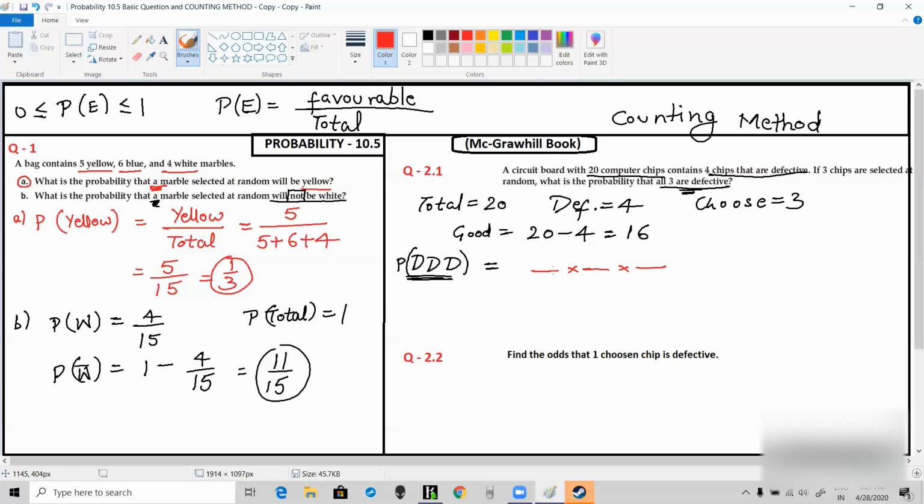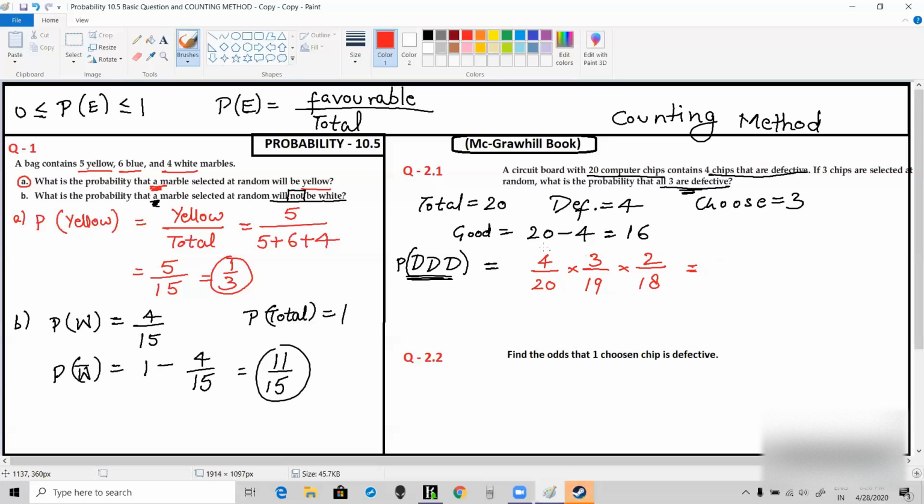They are necessary. I need them. How many defectives are there to choose from? 4. If I have taken 1, how many left? 3. 1 more gone. So I am left with 2. Divided by total. So what is the total? 20. If 1 is gone, what is remaining? 19. If 1 more is gone, 18. So you will always follow the similar pattern.